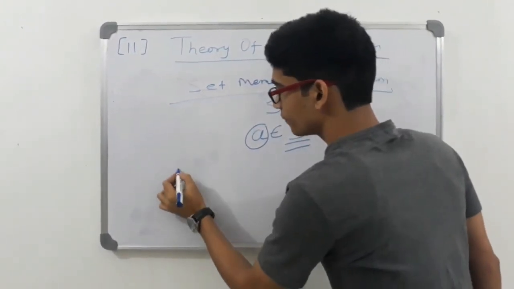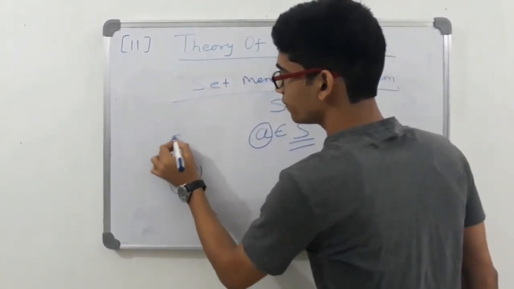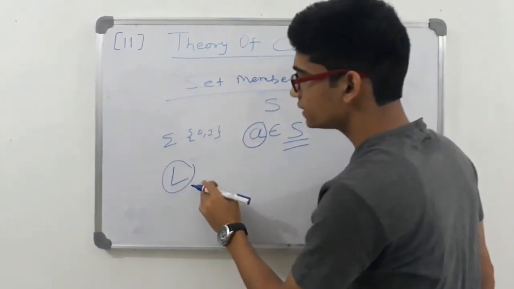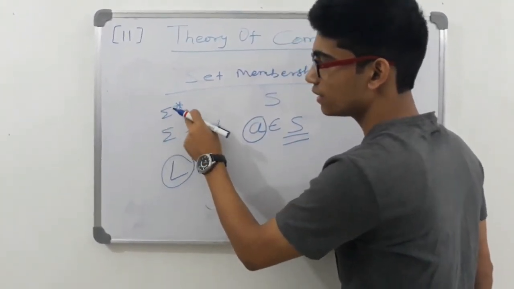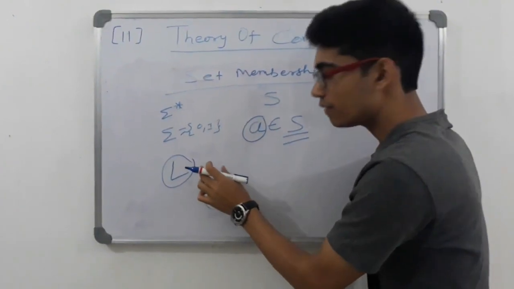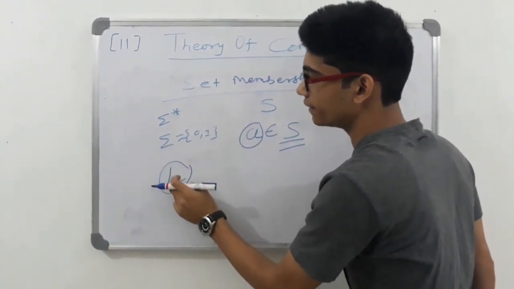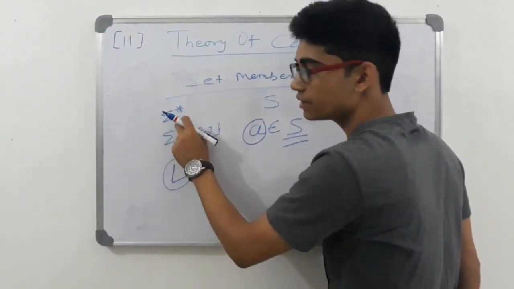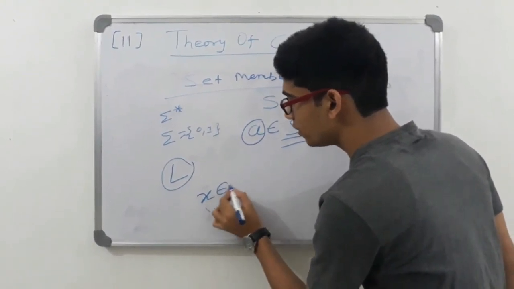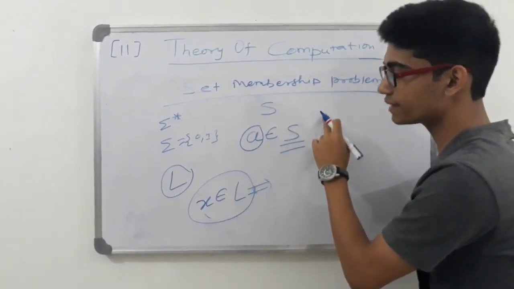Suppose I have defined a language, I have told you about language. Suppose L is a language defined over sigma, that is 0, 1. Language is a restriction on sigma star, which is the strings over this alphabet. Language restricts the number of elements. When I apply some constraints, only a few elements belonging to sigma star will fall under this category. So our target was: given a string x, whether it belongs to L or not. So it is similar to this set membership problem, and in our context we will be dealing with this.